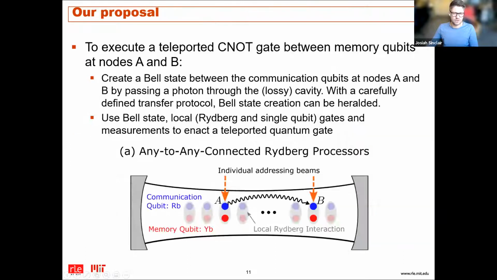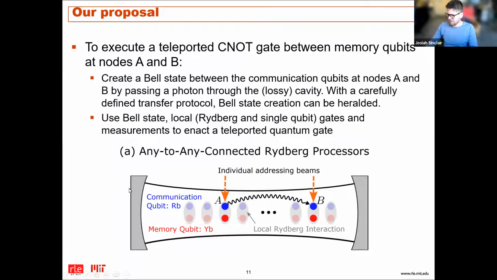Okay, so how do we get around this problem? The original proposals involved qubits doing gates directly through the cavity, and thus required the chance of a photon being lost to be very, very small. We have come up with a very different approach. So let's take a look at this diagram here.